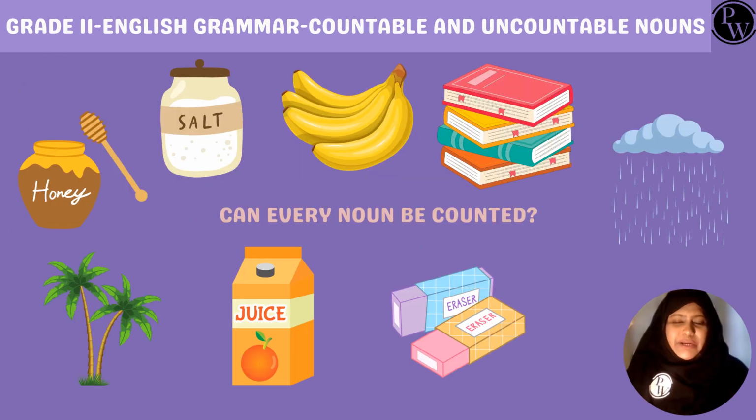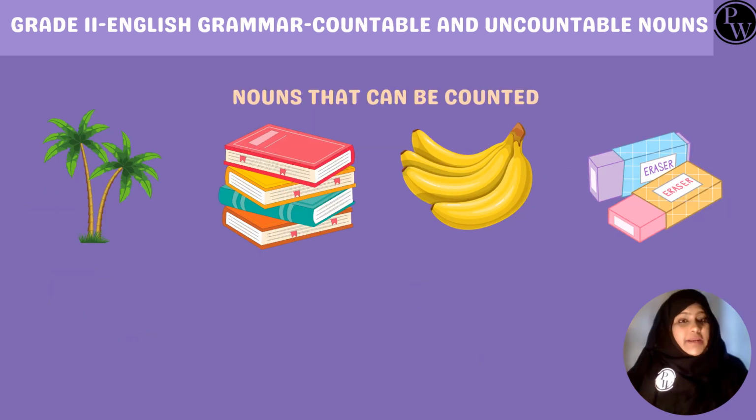Take a look at these pictures of things on the screen. Can we count these things? Let's figure out together which ones we can count and which ones we can't. Now, look at these things we can count. Trees, books, bananas, and erasers. They are the ones we can count one by one.